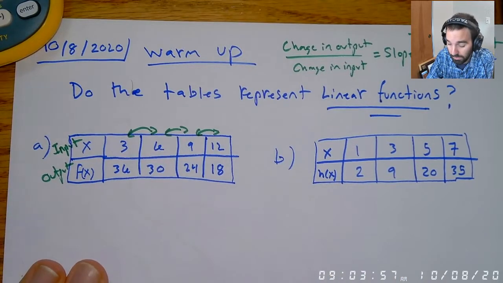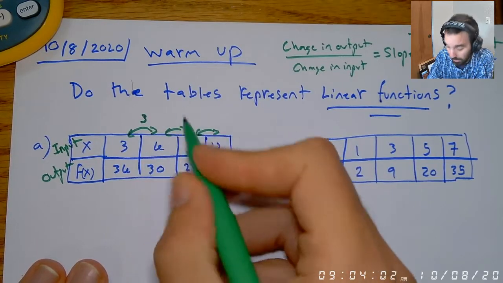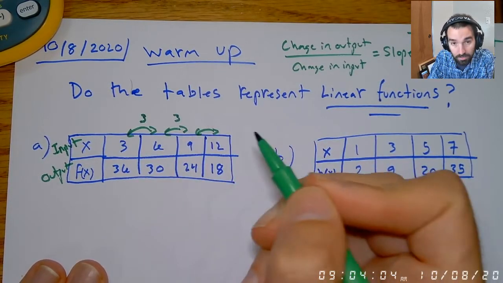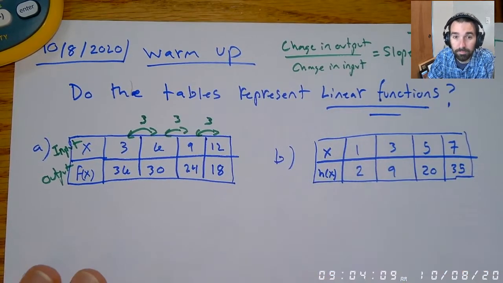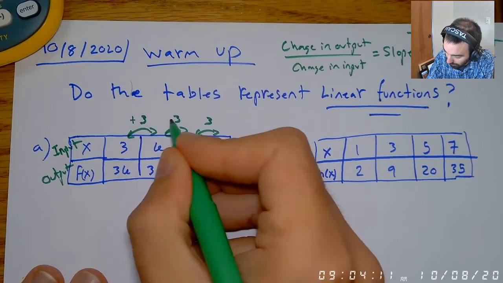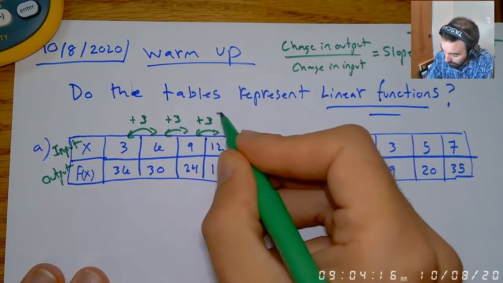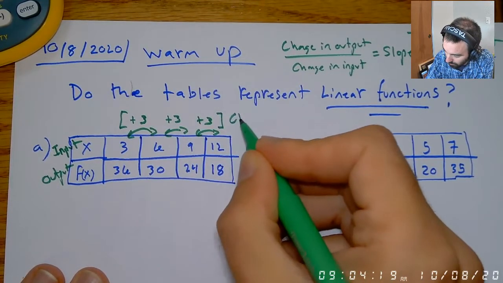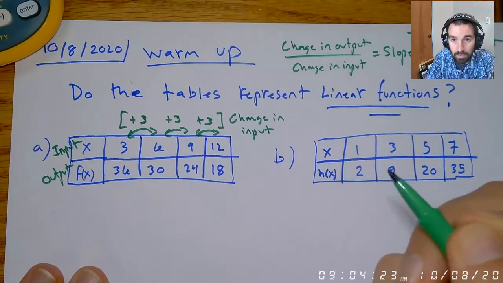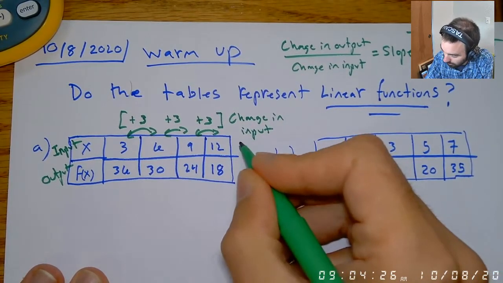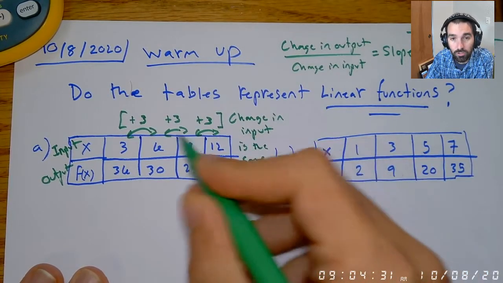So from 3 to 6, that's positive 3. From 6 to 9, that's positive 3. And from 9 to 12, that is also positive 3. Okay. And here I can go plus. So the change in the input is the same.